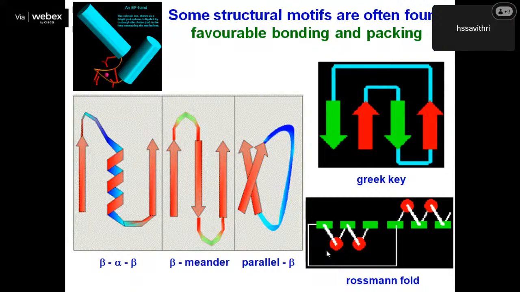I already mentioned that the straight structure Linus Pauling called a beta structure, and this helical structure is an alpha helix. So this is beta alpha beta. Here is a beta beta beta. Here also is a beta beta. But you see the chains are parallel here, anti-parallel here. Like that, there are some ways in which polypeptides often fold.